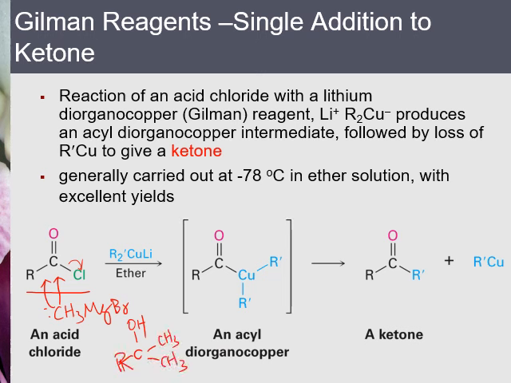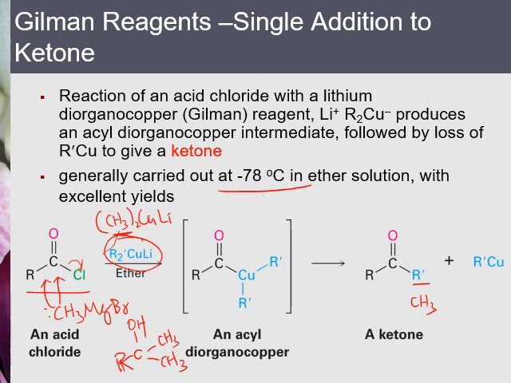On the other hand, if it's a Gilman reagent, for example dimethyl copper lithium, the methyl group will attack only once. That's a very important difference between Grignard and Gilman reagents. And so you end up with a ketone. So, for example, this is a methyl, and that's a methyl ketone. Note that the reaction is generally carried out at very low temperature to keep reactivity low, so it only attacks once.